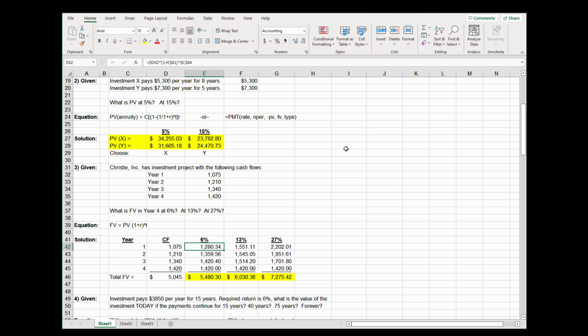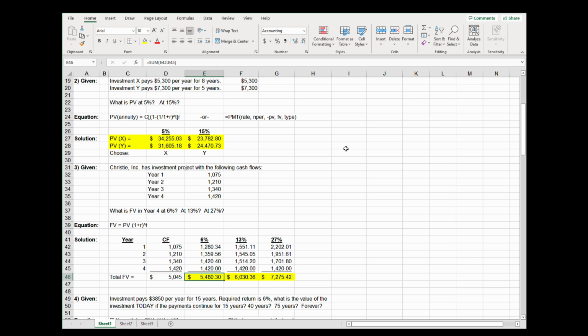So I take 1,075 times 1.06 in the year one case to the third power. Again, draw yourself a timeline and you'll see that the year one cash flow comes in at the end of year one, and it's 3 years away from the end of year four. So I'll take 1,075 times 1.06 to the third power. And then I will take 1,210 times 1.06 to the second power, because the second cash flow is 2 years away from year four. Then I'll take 1,340 times 1.06 to the first power, because it's 1 year away from year four. And then I'll take 1,420 times 1.06 to the zeroth power, or multiplying by one, because it's 0 years away from the end of year four.